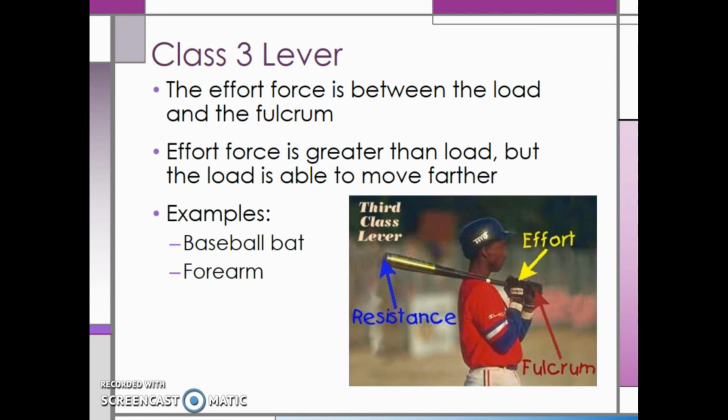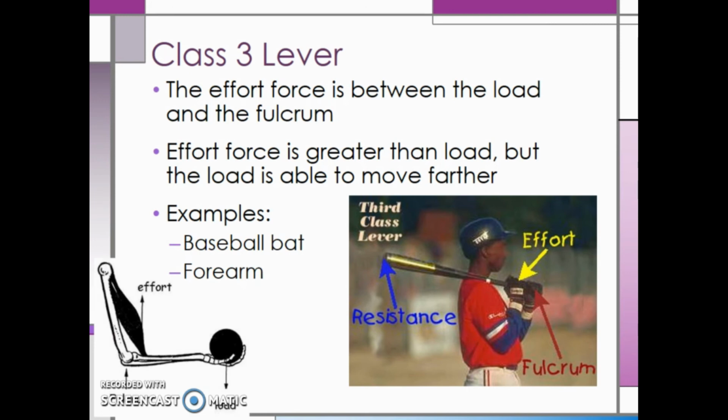Your forearm is another example of a third class lever. Your elbow is the fulcrum, and you hold a load in your hand. The effort force is applied by your bicep, which hardly moves, but you can make the load in your hand move a great distance. In the next video, we will look at some examples using the three different classes of levers.